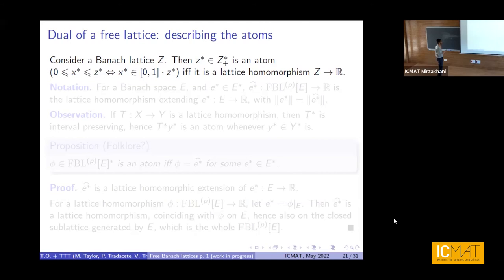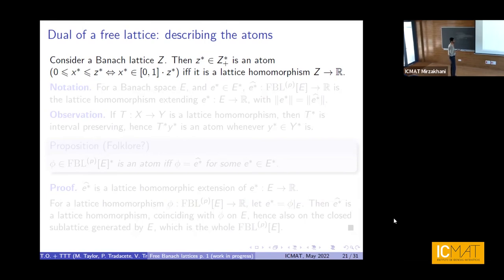Well, this means that the only elements of the Banach lattice which are between this Z star and zero are multiples of Z star. Of course, every multiple of Z star, if you multiply this Z star by something between zero and one, you'll get something between zero and Z star. And being an atom means that these are the only elements between zero and Z star.